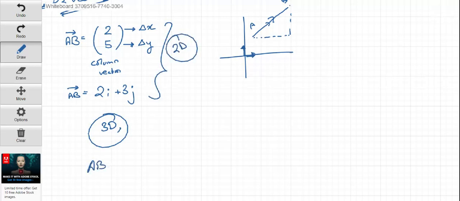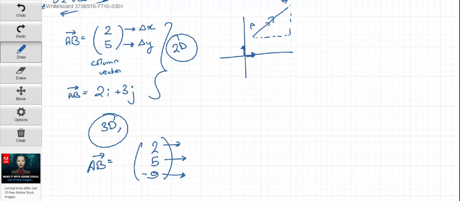For example, the vector AB will no longer be denoted by (2, 5), rather it's going to be denoted by (2, 5, -9), let's say. This implies that in order to go from A to B, you need to go 2 units to the right, 5 units upwards, and -9 units inside the screen, for example.